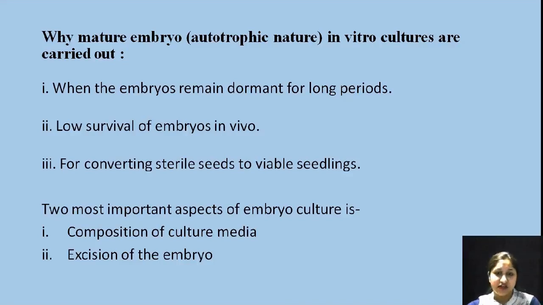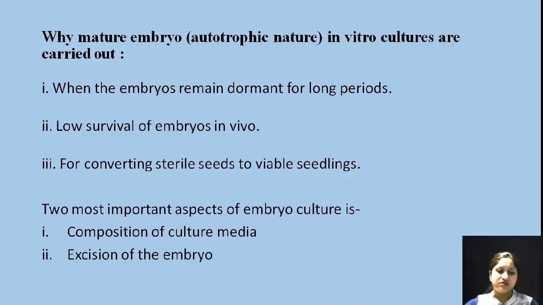Now the third one is for converting sterile seeds to viable seeds. If the seed is sterile, it is dormant or it is not able to develop shoot or root, or we can say the plumule is not developing more. Then at that time we can isolate the embryo and we can make a seed of it, and then we help the plant to grow in the laboratory condition.